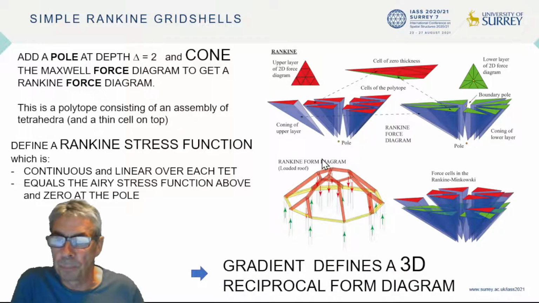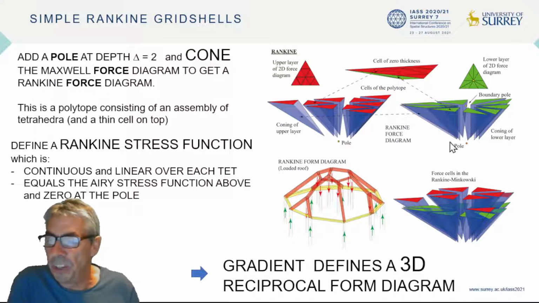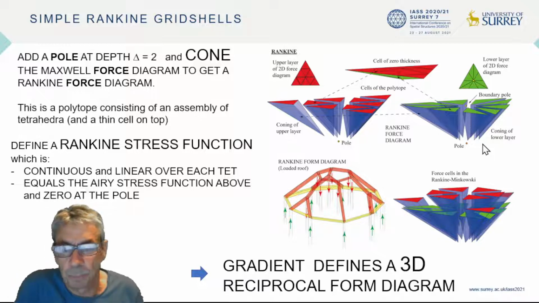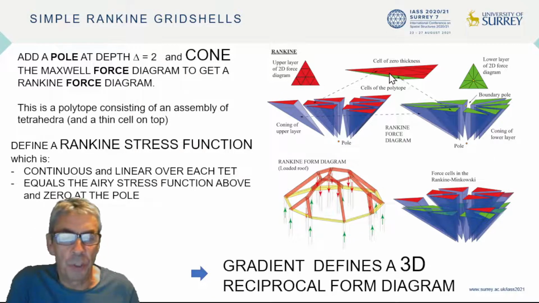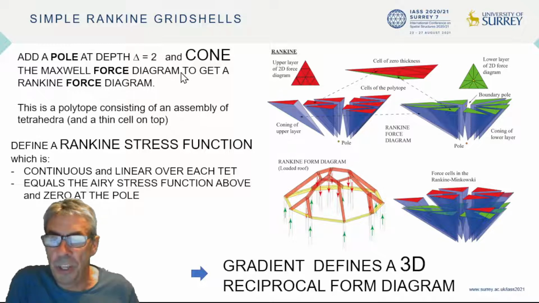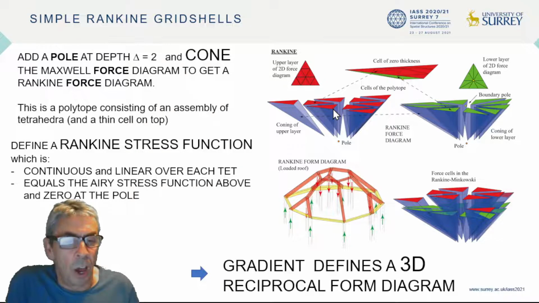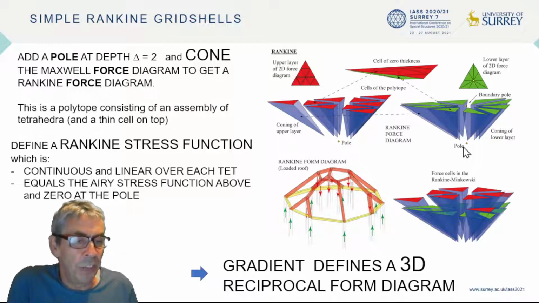Now go to 3D. Add the pole below and cone both layers to generate a set of Rankine tetrahedra. We also need one extra polyhedron to complete the full polytope. It has 0 thickness and it has 18 faces, 9 red and 9 green, and it joins the two original layers. Now define a piecewise linear Rankine stress function over these polyhedra by choosing values at every node. These can be the original area values. The only value not so defined is at the pole below, and for now let's set that to 0.